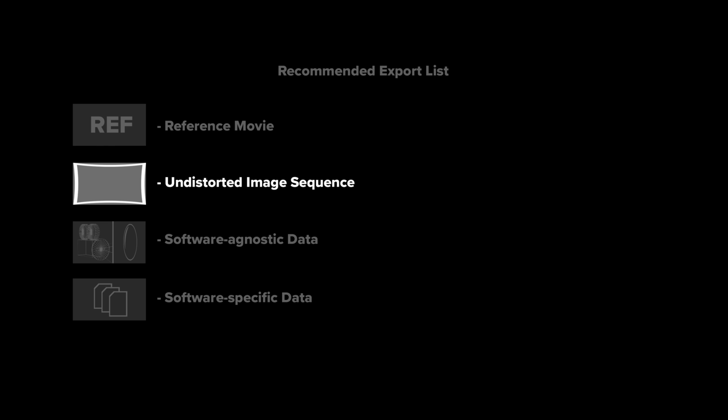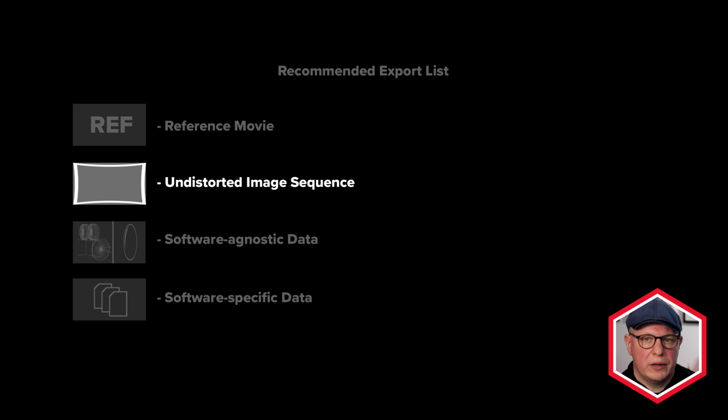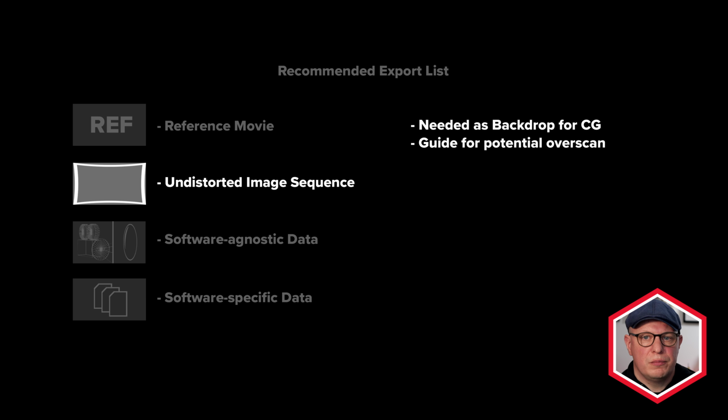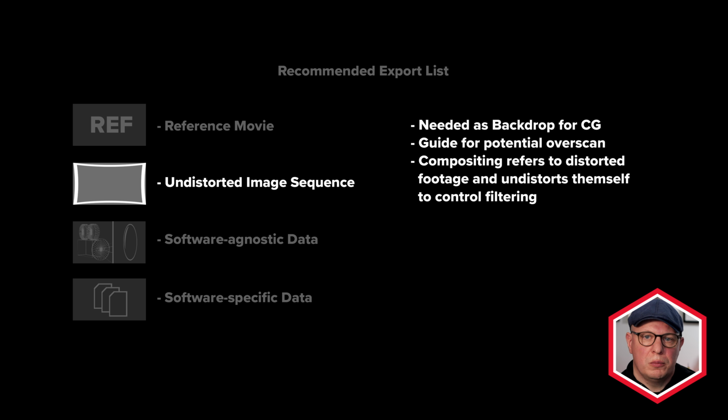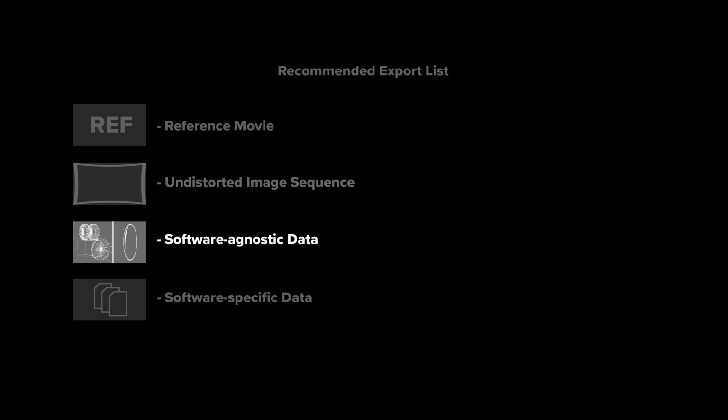Undistorted image sequence. This one is more important when exporting for CG applications, as compared to compositing applications. But the CG artist will need the image as a backdrop for his scene. It'll also give him the precise information on the resolution he needs to render at to avoid any problems once his image is redistorted in compositing. Compositing, on the other hand, will most likely use the original footage and undistort themselves to avoid any unnecessary filtering.